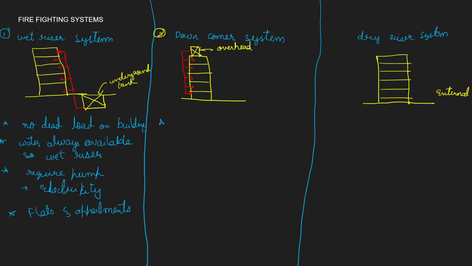In case of downcomer, this works on gravity, but this adds extra load. This has more maintenance issues compared to wet riser. In case of fire accident, if you don't have any electric supply, this downcomer system works best. Usually these types of systems are used in low-rise buildings.